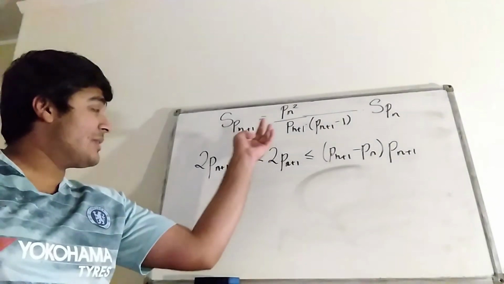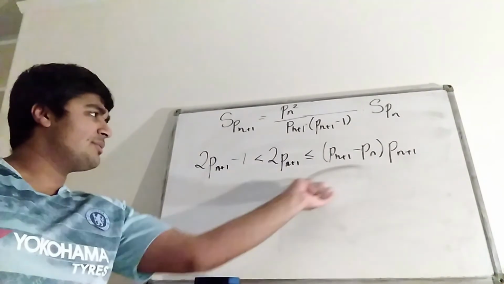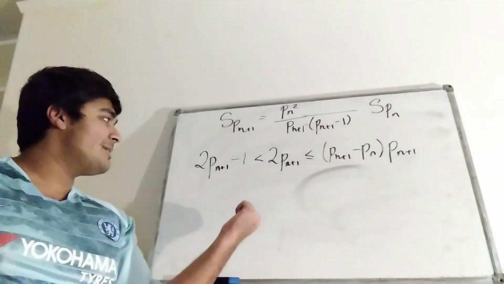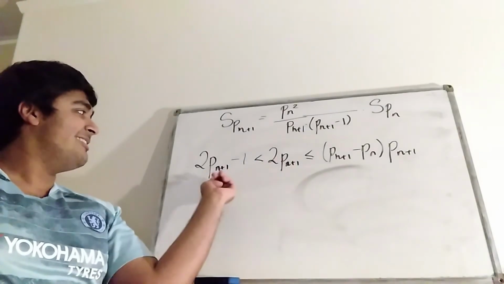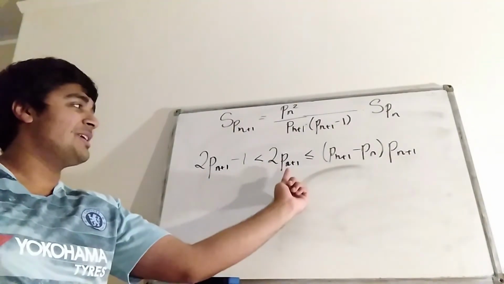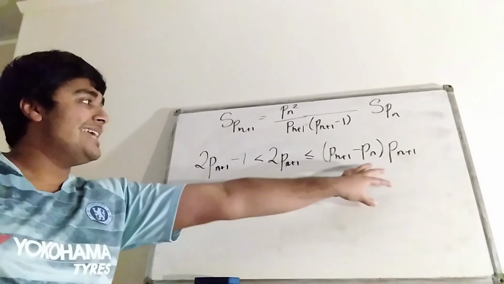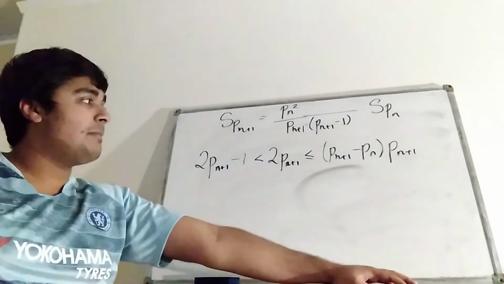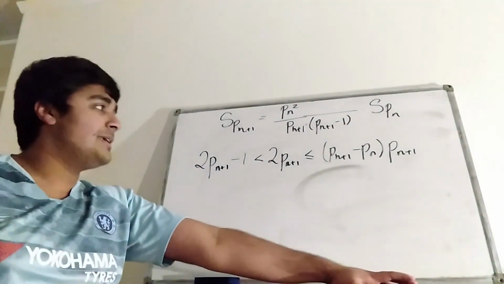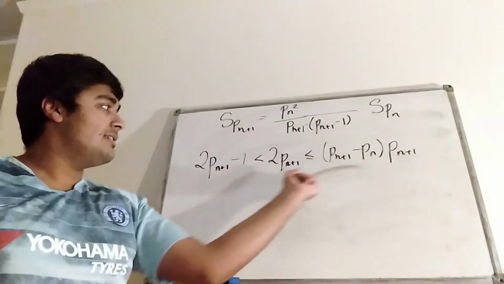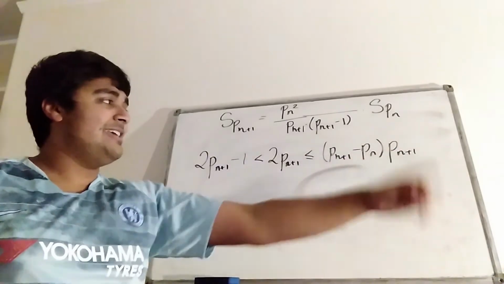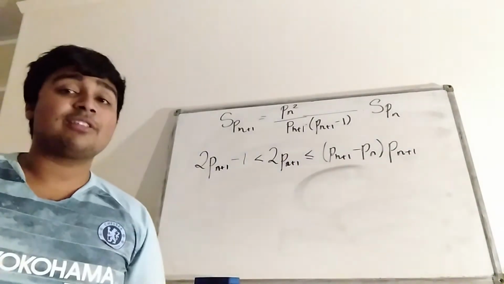Okay, so I've just written up what we had before at the top of the whiteboard, and I've also written this thing here: 2 times (p_{n+1} minus 1) is less than 2 p_{n+1}. This is quite clear because we've got a minus 1 here, but we don't have the minus 1 there. And this thing here is less than or equal to (p_{n+1} minus p_n) times p_{n+1}. The reason this holds is because the p_{n+1} is the same, and this here is a difference of 2 primes, and that's bigger than or equal to 2.